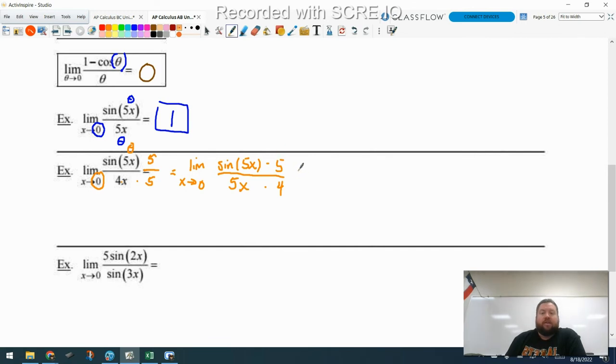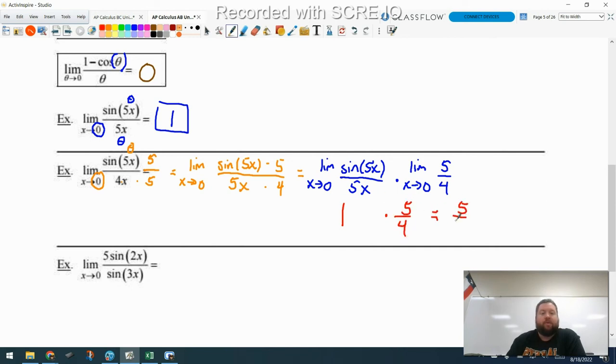Then this is a limit property that we can apply here. The limit as x approaches 0 of sine of 5x over 5x. I want to make that its own limit because I want to be able to apply my property. It's this exact problem that we just did. But then I'm going to multiply that by another limit. The limit as x approaches 0 of 5 over 4. Now we can apply the property here. I know that's equal to 1. And this is the limit of a constant, which is equal to that constant. 1 times 5 over 4 is 5 over 4.